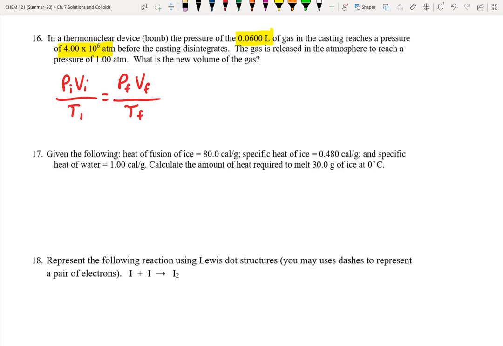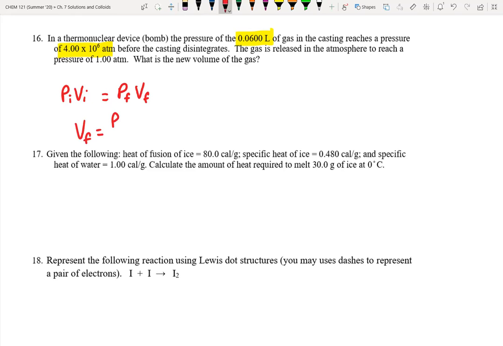So we could simplify this. We could say that pressure initial times volume initial equals pressure final times volume final. And this is based on the assumption that the temperature is going to be the same before and after, so it's not going to play a role. All right, so what we need to do is figure out our final volume of gas.